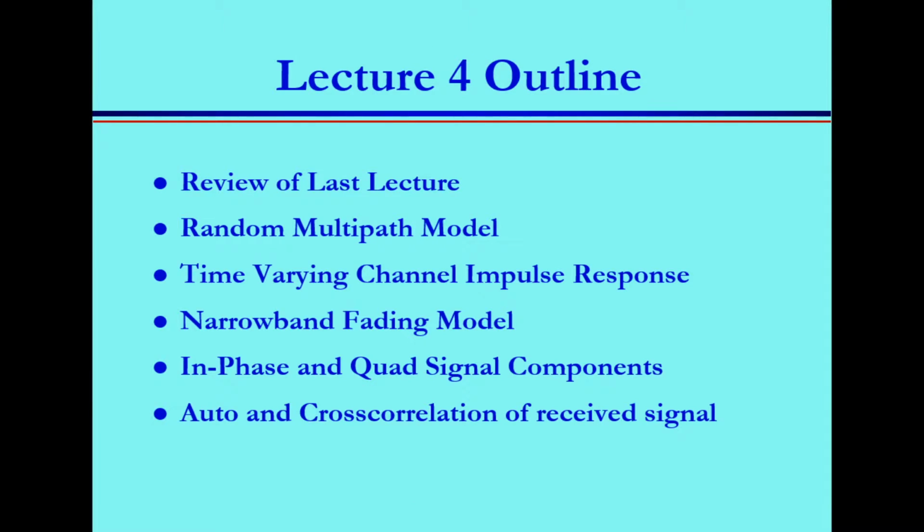The outline of this lecture is going to be as follows. First, we are going to review quickly what we took in the previous lecture. Then we will talk about random multipath model. After that, explain time varying channel impulse response. Then narrowband fading model, and then discuss in phase and the quadrature phase signal components of the model that we are going to explain, and then explain to you how to calculate the auto and the cross correlation of received signals.